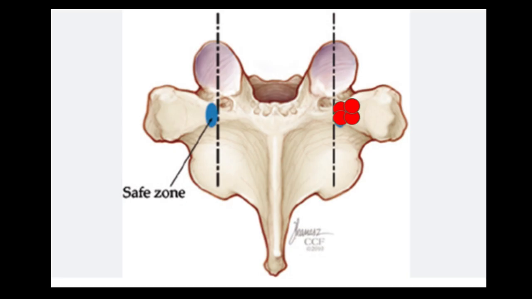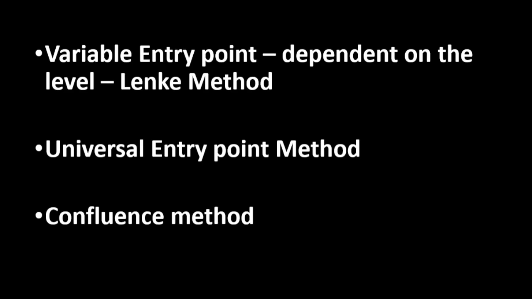So we will basically discuss three of these methods. The first is a variable entry point dependent on the level. So the entry point varies depending on what level you are putting the pedicle screw. That we can probably call the Lenke method. The second one is the universal entry point. So you take an entry point irrespective of the level. And the third one is the confluence method. So all these three we are going to discuss.